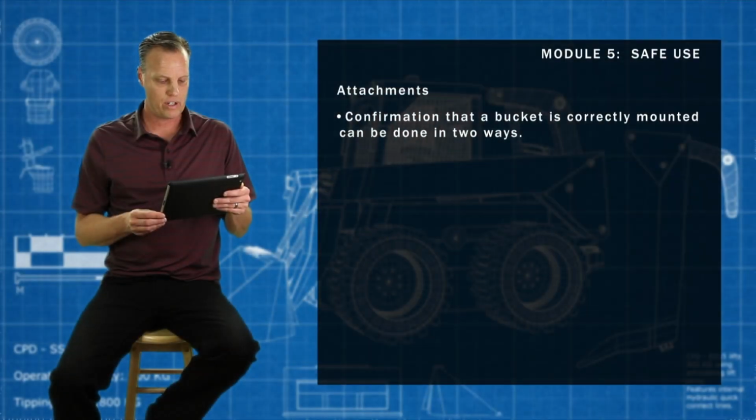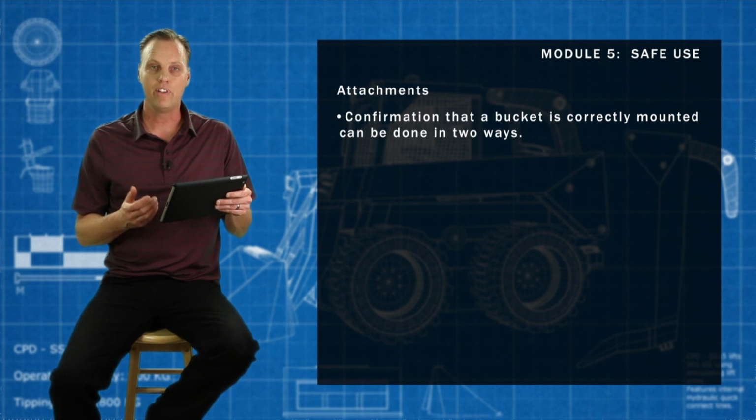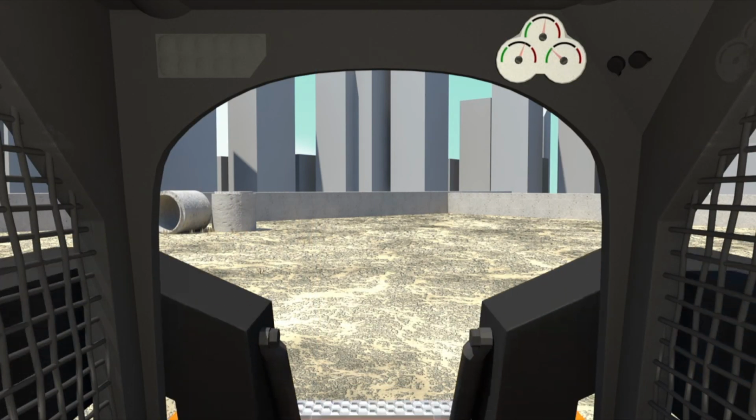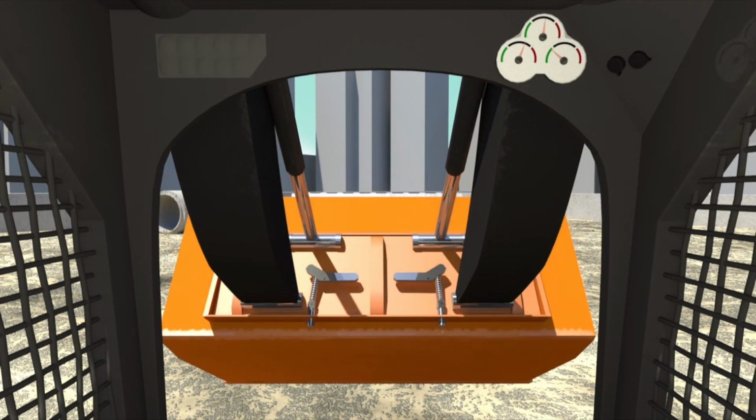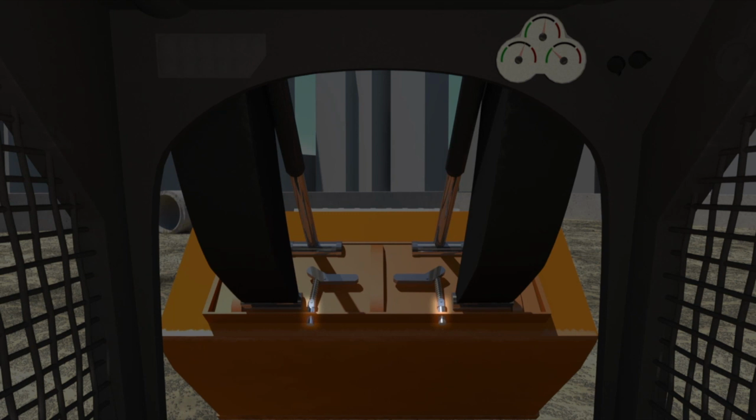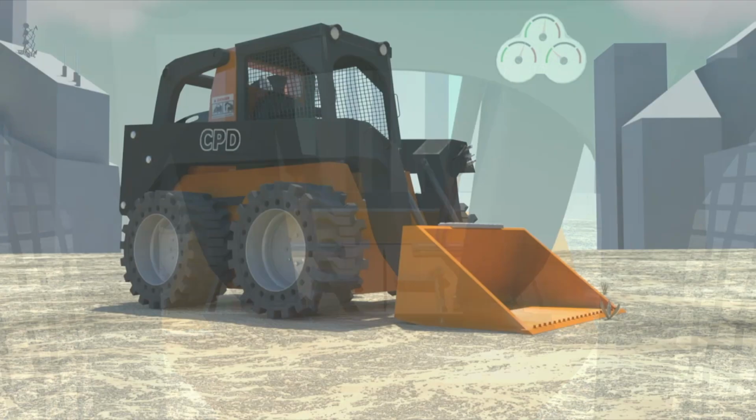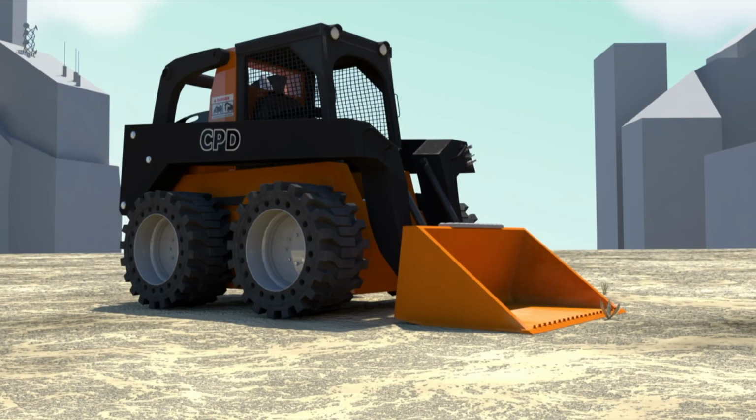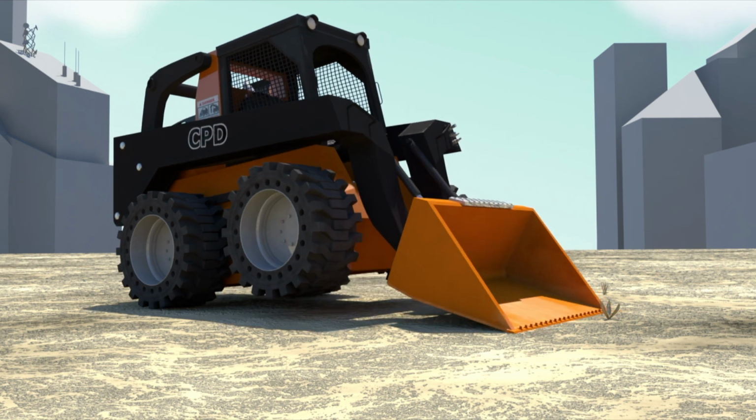Confirmation that a bucket is correctly mounted can be done in two ways. So first off, you can lift the loader arms and tilt the bucket down to confirm the attachment mounting pins are through the bucket. Another way to do it is while the bucket is flat on the ground, slowly tilt the bucket down. If correctly attached, your front wheels will lift.